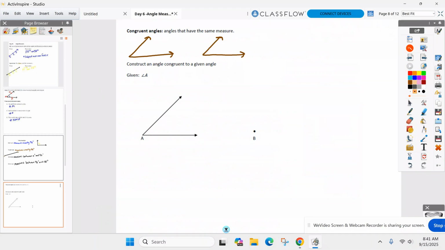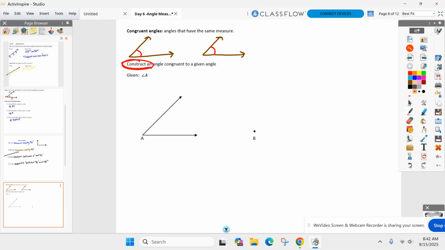Hash marks, good. Well, I can't put hash marks on angles. Instead, to show if two angles are congruent, we put arc marks right next to the vertex. So that tells me that they are congruent. All right, everyone, we got hash marks for segments, arc marks for angles now, that they have the same degree measure. We all good?